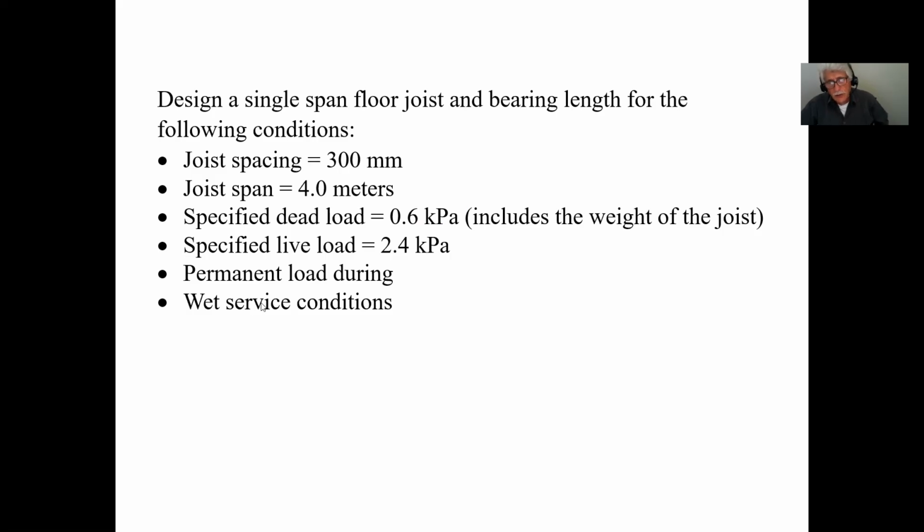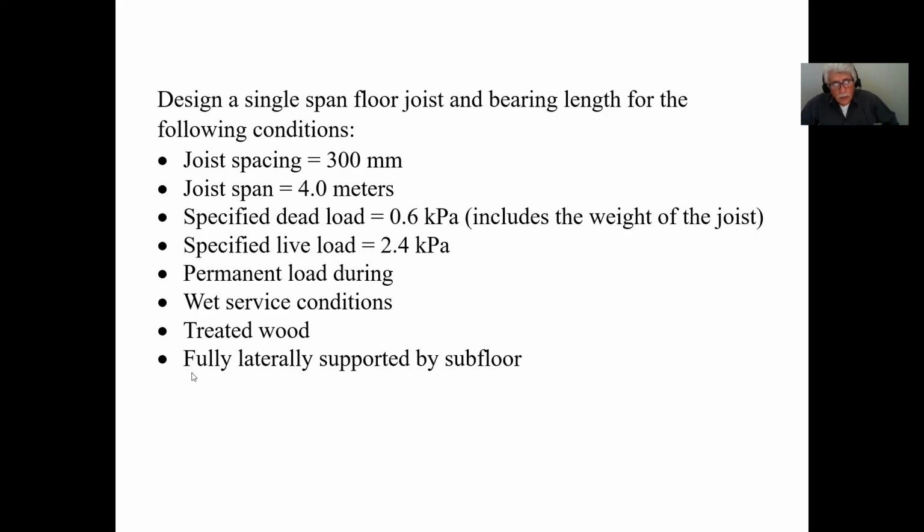And we have wet service conditions. Great. I thought I'd throw everything in, and we might as well use treated wood. And of course, fully laterally supported by the subfloor. So that means that your KL value is 1.0, and therefore, at least you won't have to worry about that factor when you want to go look at the values of the materials of the joist table.